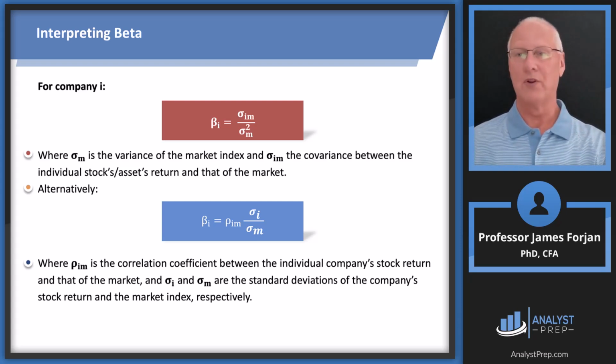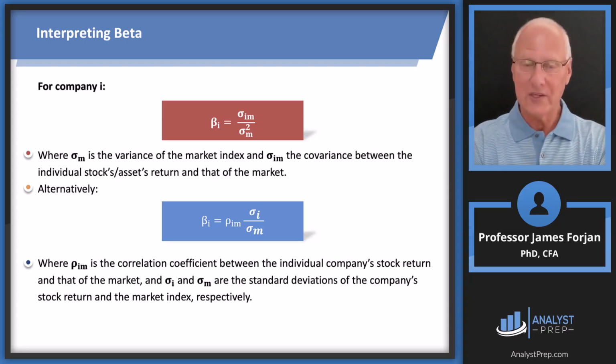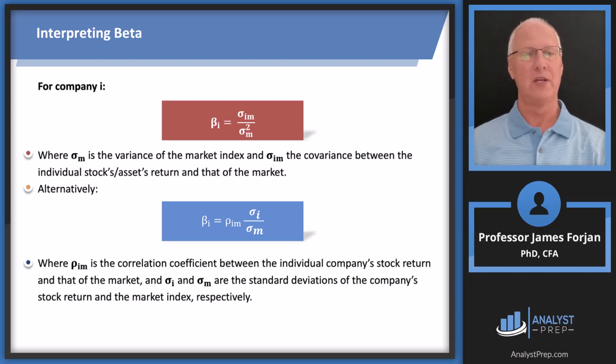So this is super important to remember. This will help you on the exam. Remember that beta is a covariance over a variance, and as such is a standardized random variable, which generally has the range of between 0 and 2.